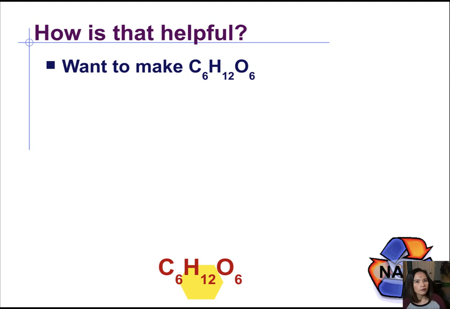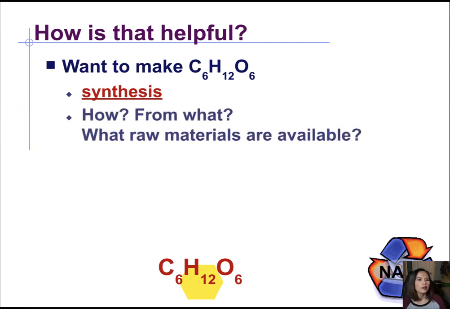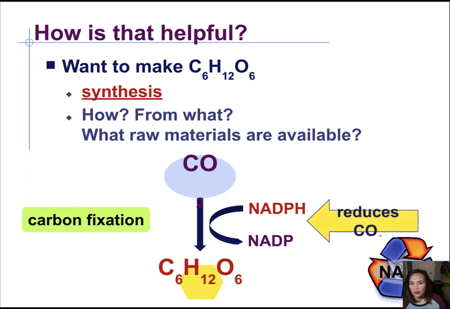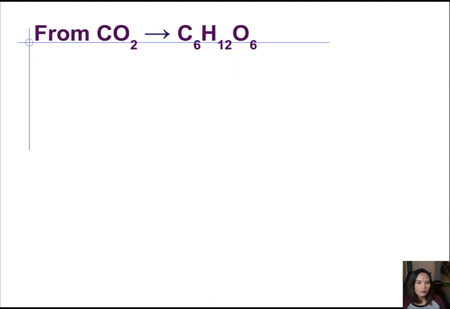Well, of course, the goal of the plant is to make its own food, which is to make C6H12O6, which is your glucose. That's a synthesis process. Of course, in order for you to build something, you need some raw materials available, which is your carbon dioxide. And the carbon dioxide is fixated, meaning there's a carbon fixation happening with the use of NADPH, which reduces your carbon dioxide to carbon and oxygen.